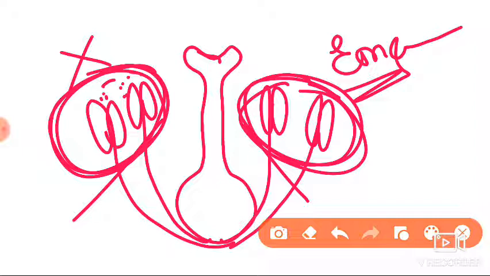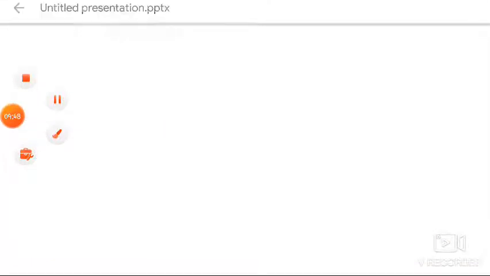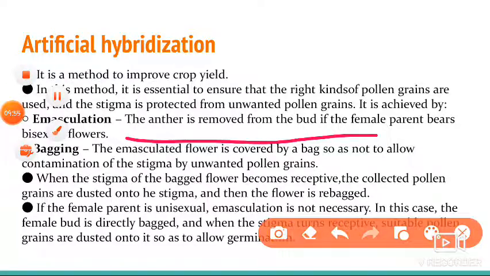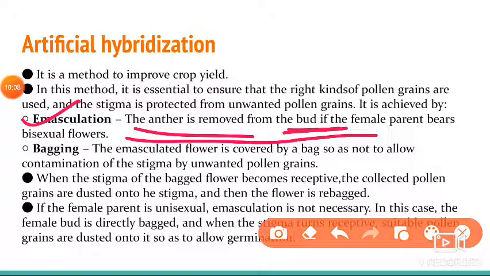The process of removal of the anthers from the flower, that we call emasculation. You can see here, the anthers are removed from the buds. Please remember, it is the removal of anthers from the flower, not from the stigma. That method we call emasculation.